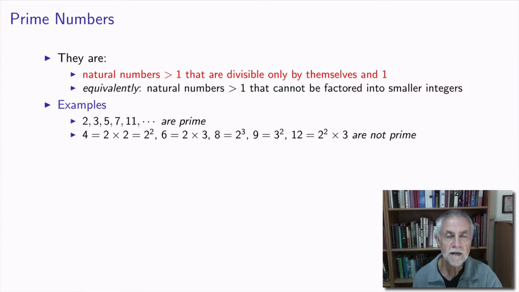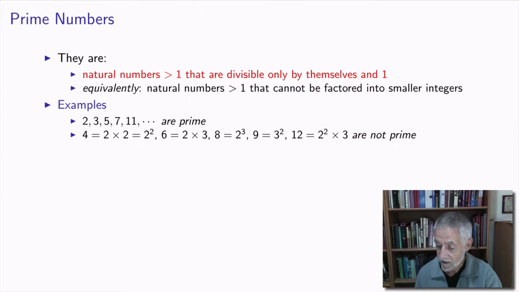In the next few videos, we're going to discuss and prove those properties of prime numbers which we will need in the development of RSA cryptography. So just recall that the prime numbers are those natural numbers bigger than 1 which are divisible only by themselves and 1, or equivalently, those positive integers bigger than 1 that cannot be factored into smaller integers. So examples: 2, 3, 5, 7, 11.